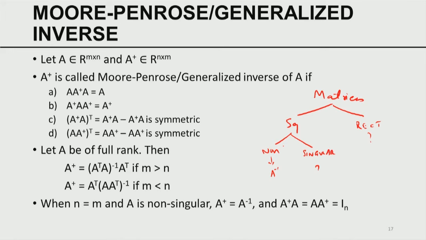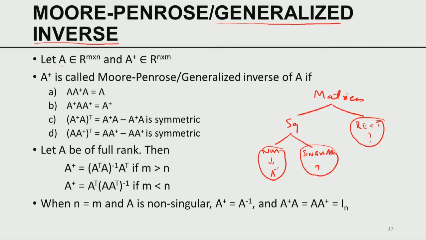So mathematicians have always been challenging themselves. How do I extend the notion of inverse of a non-singular matrix to a general case of a rectangular matrix, to a general case of singular matrix? And that is what is called generalized inverse. Generalized inverse is the generalization of the concept of inverse to matrices that are not necessarily square matrix. The notion of a generalized matrix is very fundamental.